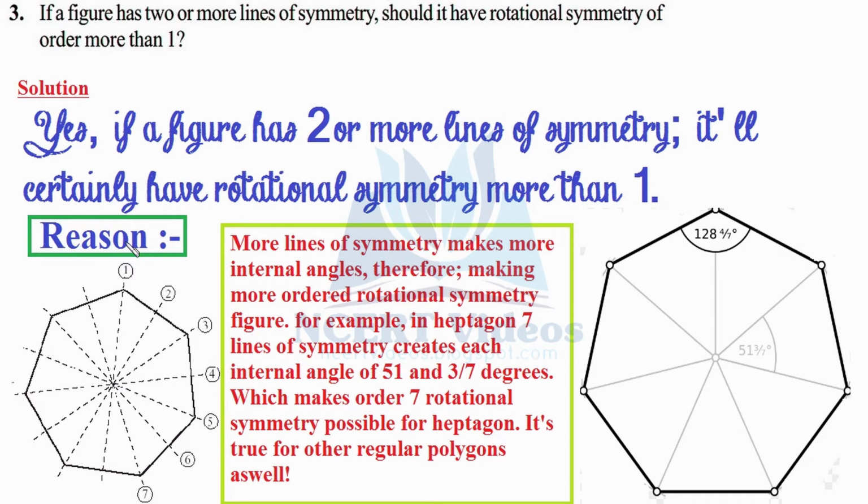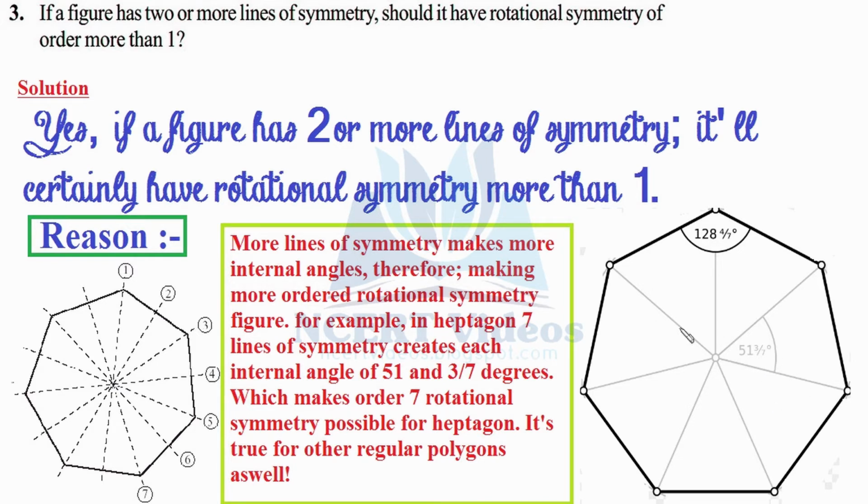So let's give a reason. What is this? This figure is a heptagon. It has 7 sides, 1, 2, 3, 4, 5, 6, 7. So from a regular polygon perspective, every regular polygon has lines of symmetry equal to its sides. So it will have 1, 2, 3, 4, 5, 6, 7 lines of symmetry, and those lines of symmetry will create an angle of 51 and 3/7 degrees.